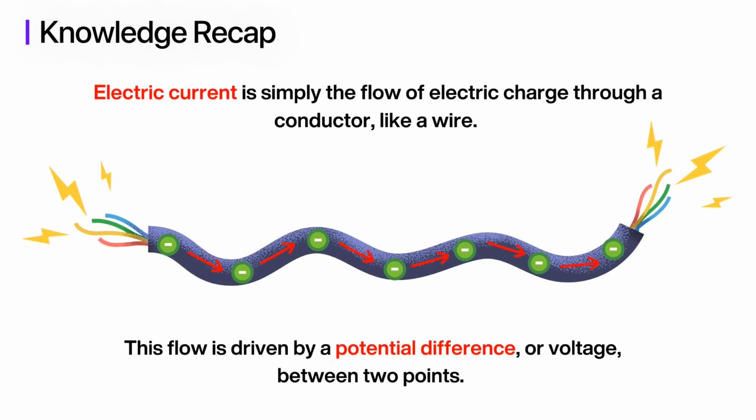Before we dive into the specifics of DC and AC, let's quickly recap what electric current is. Electric current is simply the flow of electric charge through a conductor, like a wire. This flow is driven by a potential difference or voltage between 2 points.